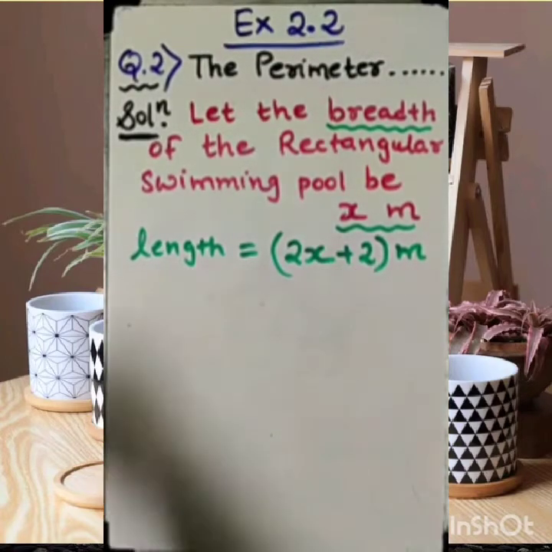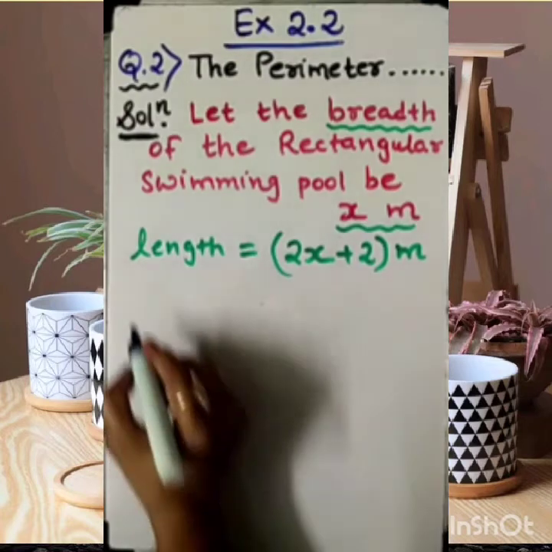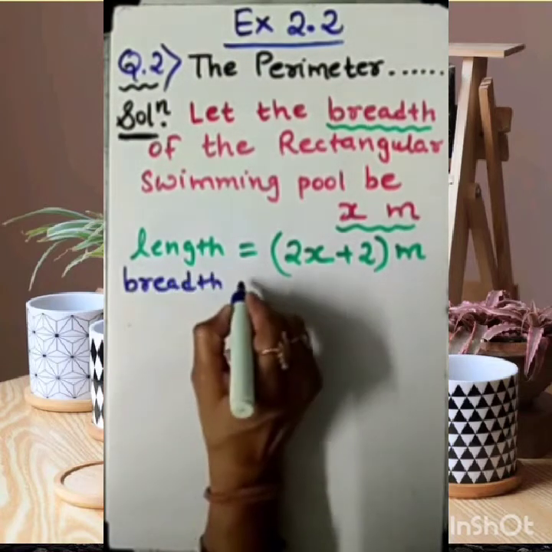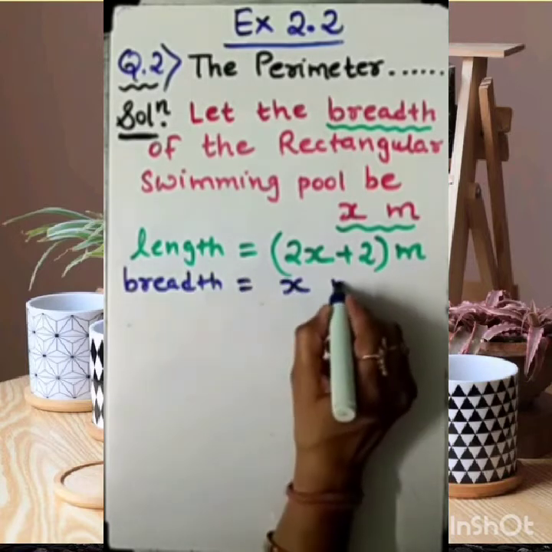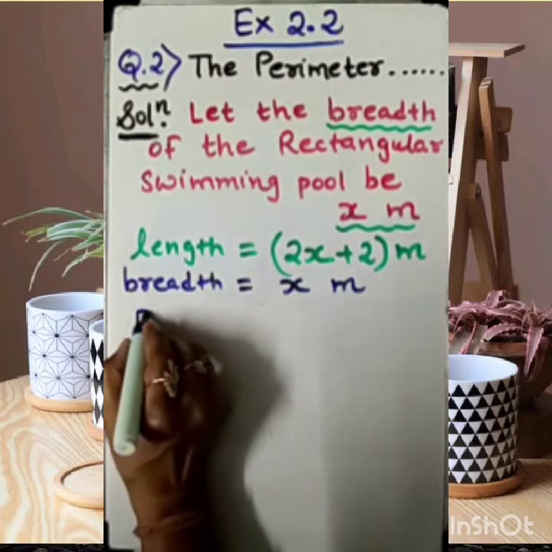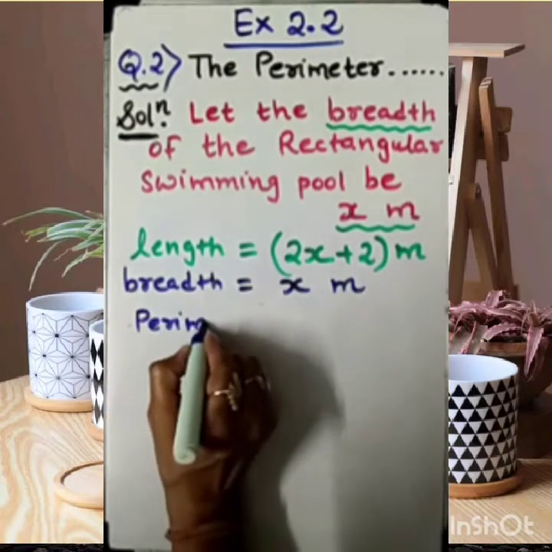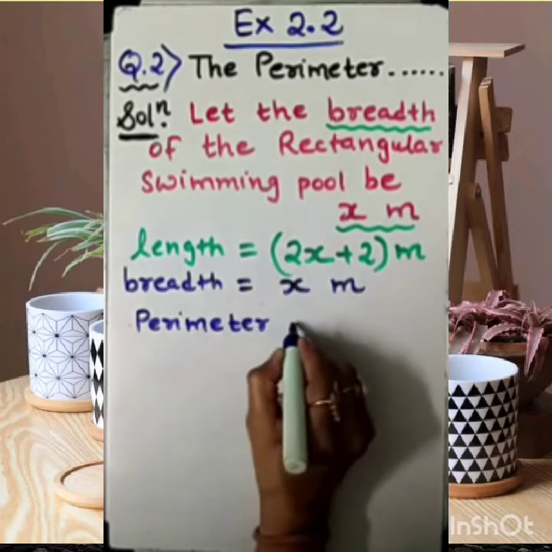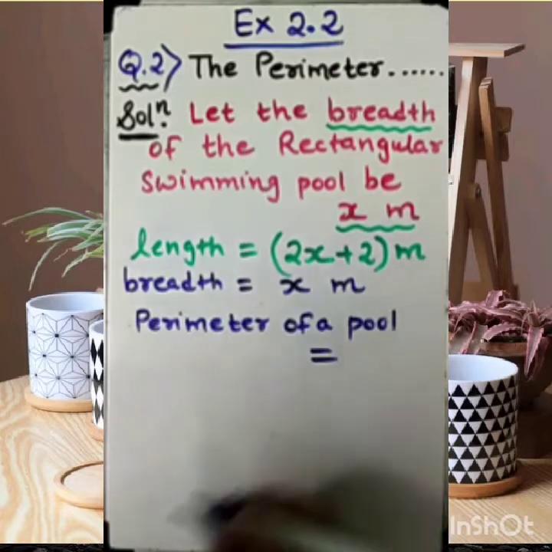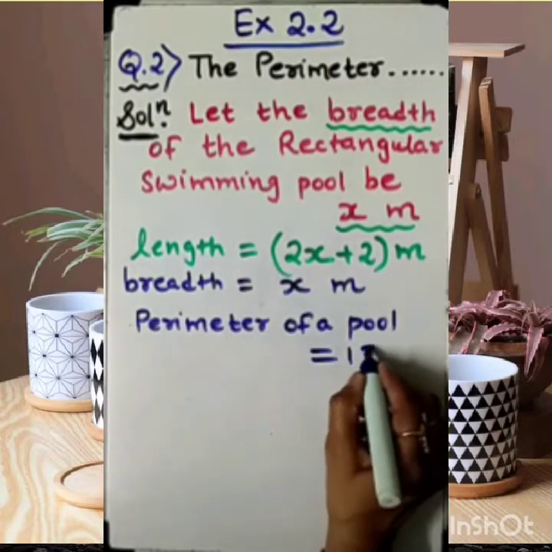Clear to you? So length is 2x plus 2 meter and breadth is already with us. Let me note it down again. Breadth of the rectangular pool is x meter, which we have assumed earlier. Now dear students, here we are already given the perimeter of the pool. So let's begin with that. Perimeter of the pool that we are given is equal to 154 meter.